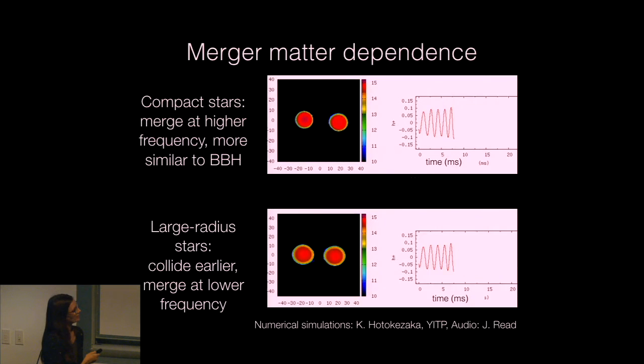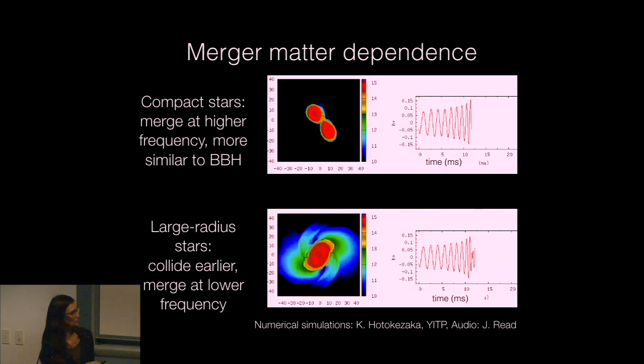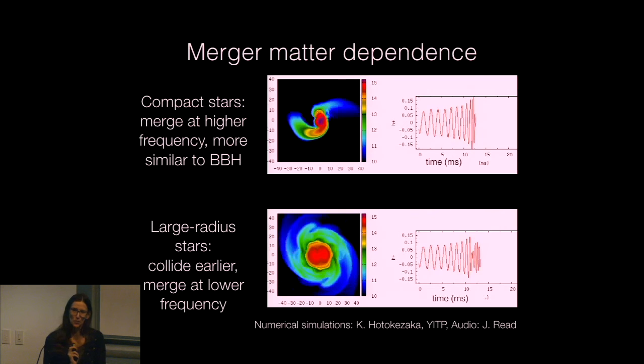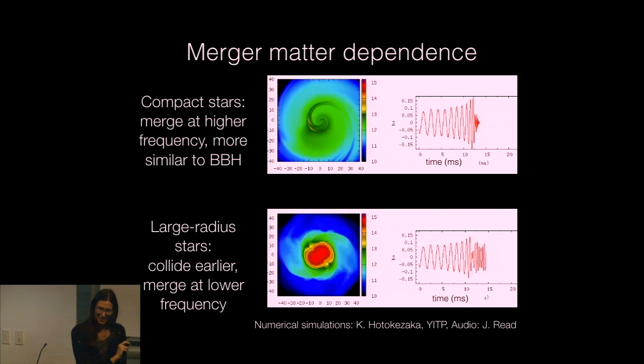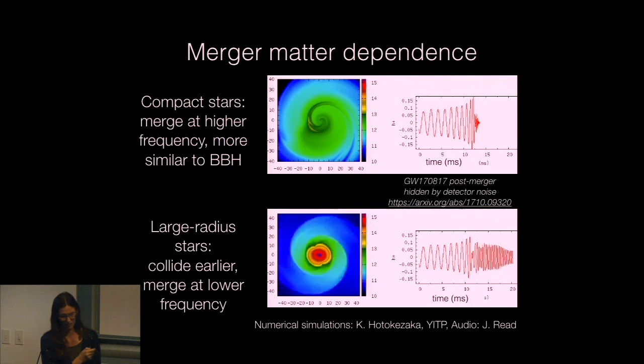Oh, right, yes. The other thing that you can do is compare the audio from these two scenarios. So I'm going to play you the chirps for compact stars and then the chirps for large radius stars. And perhaps you'll be able to hear the difference at the final frequencies here. So here's the compact stars.